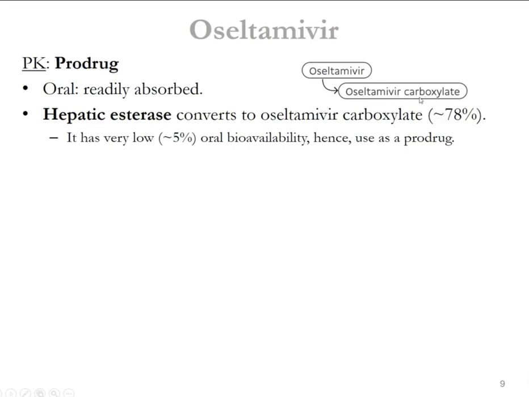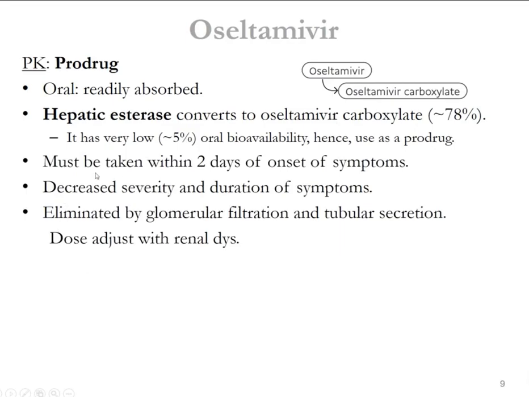So you may be asking, why don't we give oseltamivir carboxylate? Because that is also available as a drug, but it has very low oral availability, less than 5%. Therefore, scientists are smart. They are using the drug oseltamivir. It gets into the patient's liver and is metabolized into the active component. Does that make sense? So oseltamivir carboxylate is the active drug which can kill the virus.